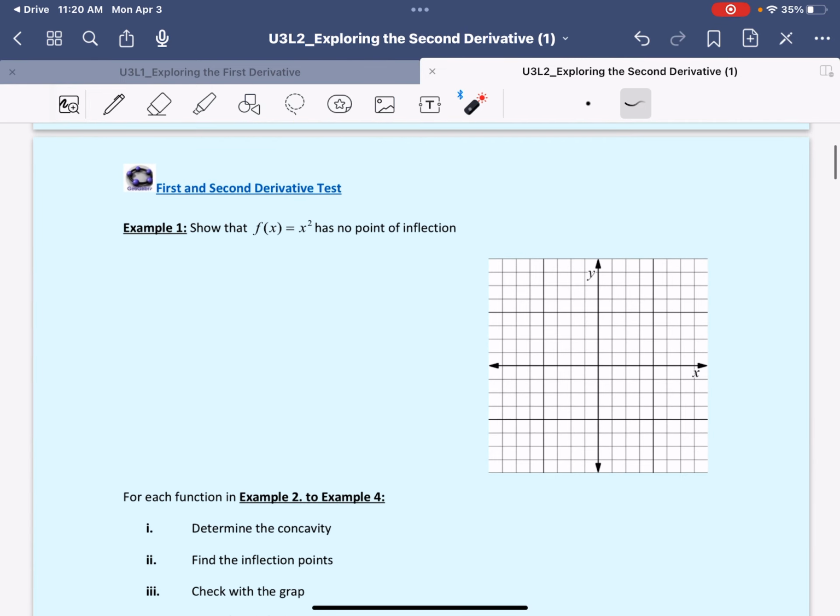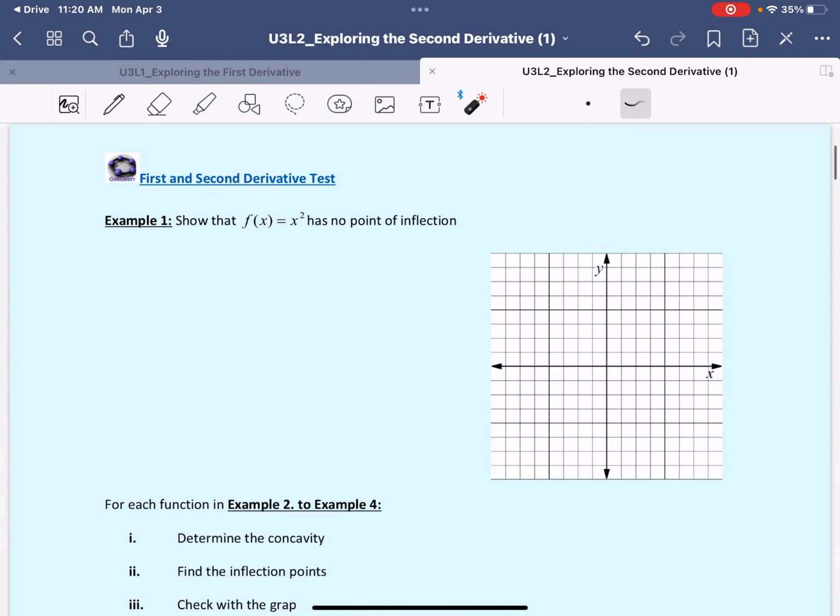Now, we are going to take a look at a couple of examples and see how we use the second derivative to determine the shape of the graph. In the first example, we have to show that f of x equals x squared has no points of inflection. Points of inflection means that the second derivative has to be 0 at some value of x. So we'll start off by finding the first derivative.